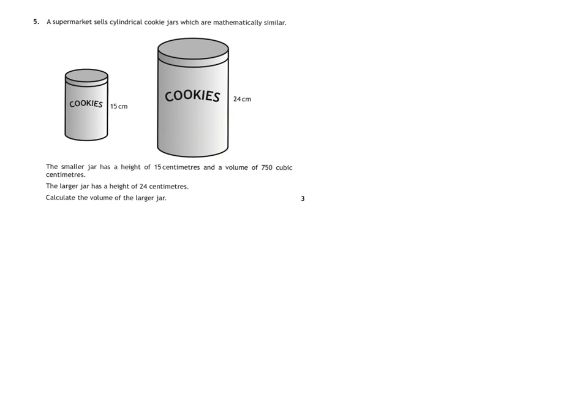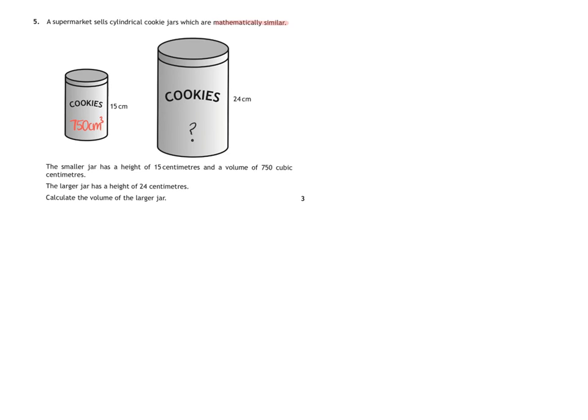Right, so question 5, looking through this. We've been told a supermarket sells cylindrical cookie jars which are mathematically similar, and that is the bit that's really important. The smaller jar has a height of 15 centimeters and a volume of 750 cubic centimeters, so I'm just going to write that on. And our large jar has a height of 24 and we need to find that, so that's unknown.